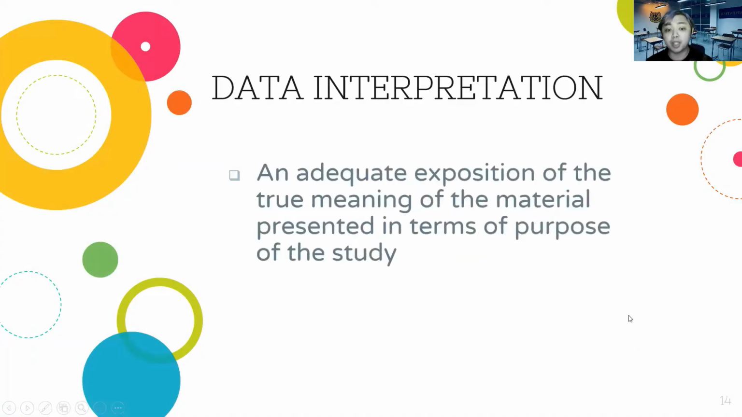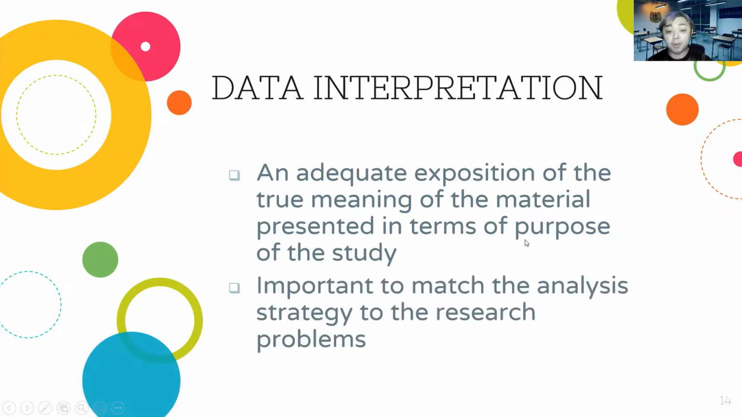The data interpretation refers to an adequate exposition. You are going to reveal the true meaning of the material presented in terms of the purpose of the study. At this point, are we going to accept the null hypothesis? Or are we going to fail to accept the null hypothesis based on the data? So this is very important, that we have to decide what the data is telling us. So that's what is in the interpretation.